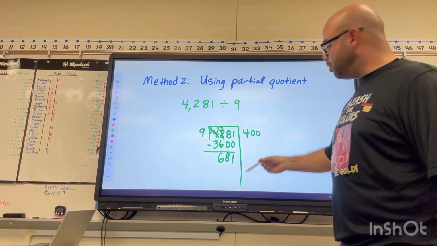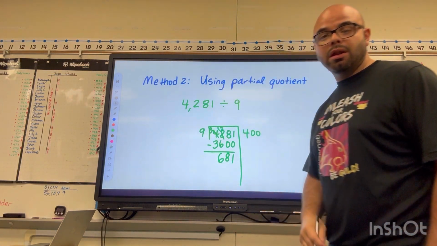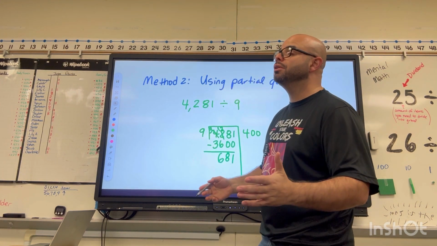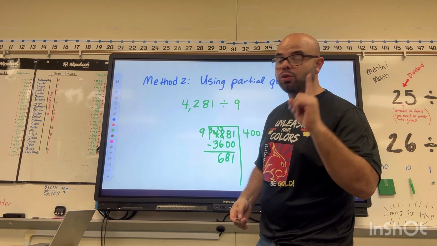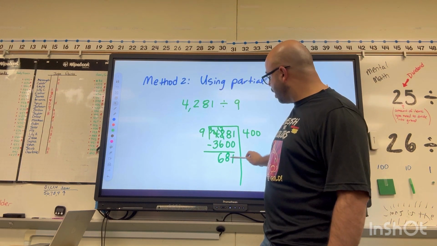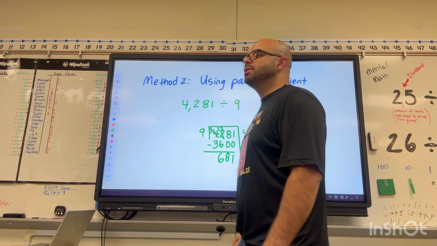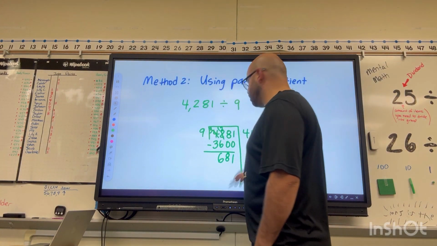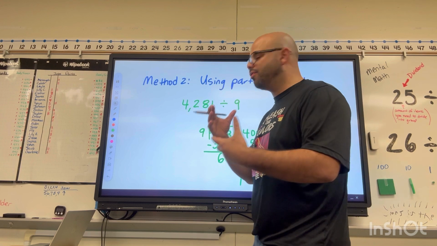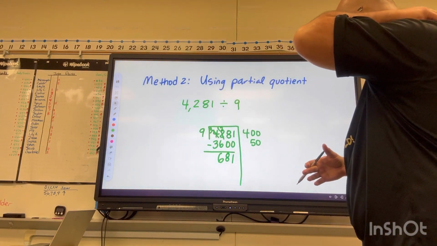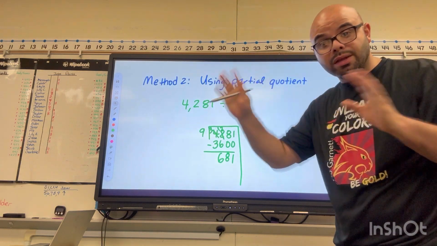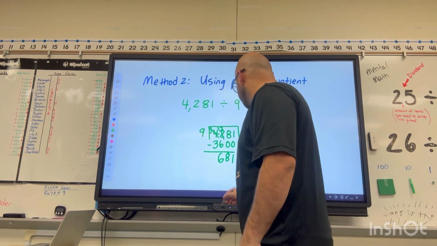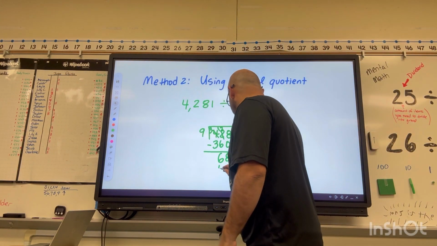So what other number can we use times 9 to keep chopping that number down? I can't use 100 because 100 times 9 gives me 900, and again, you cannot go above your dividend. This is what I have remaining. So let's say, can 50 work? Let's say 50. That's an easy number to look at, right? Because you have the 5 and the 0. If you look at the 5 and the 0 in your mind, take away that 0 and multiply 9 times 5. 9 times 5 is 45. Now you add the 0 back, gives me 450.